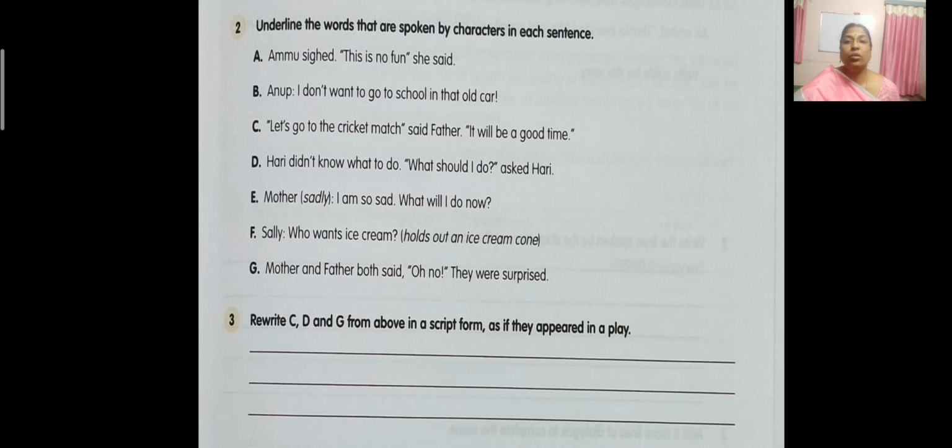And "It will be a good time." That also is there in quotation marks, no, children. So both you have to underline. That is, "Let's go to the cricket match." Underline that. "It will be a good time." Both are in inverted commas or quotation marks. So these two sentences are said by father. That is his dialogue. Hari did not know what to do. "What should I do?" asked Hari. So "What should I do?" is said by Hari. So that you need to underline because they are in quotation marks.